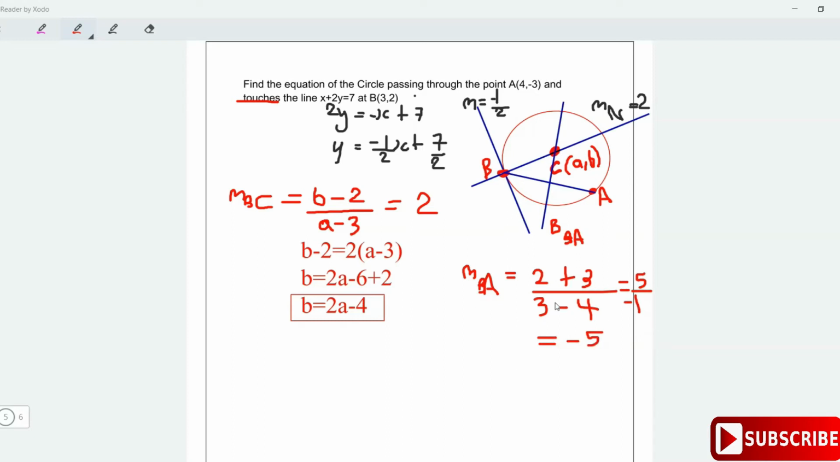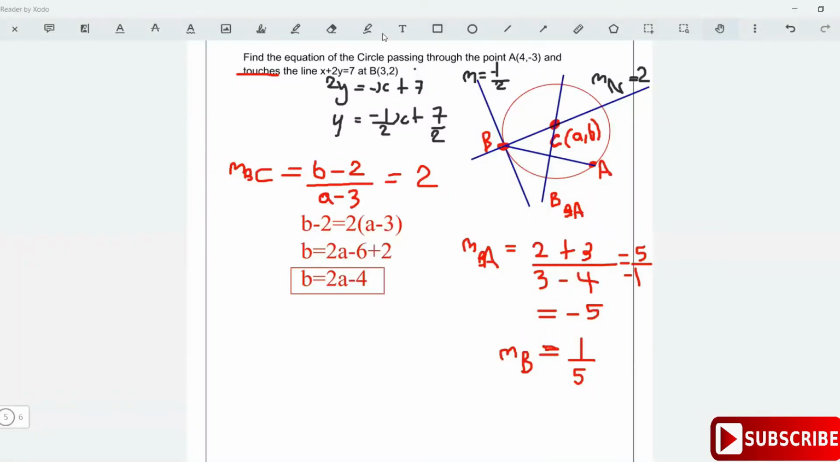Now that we get the gradient of BA is negative 5, that means the gradient of the bisector is equal to 1 over 5. That's going to be the gradient of the bisector. So the gradient of this line is 1 over 5. Now that we know the gradient of the bisector is 1 over 5, we also know that the bisector passes through the midpoint.